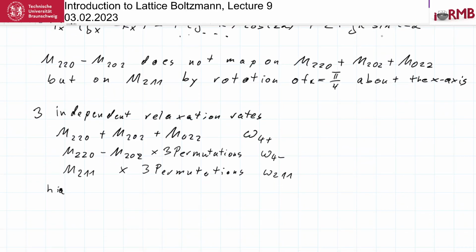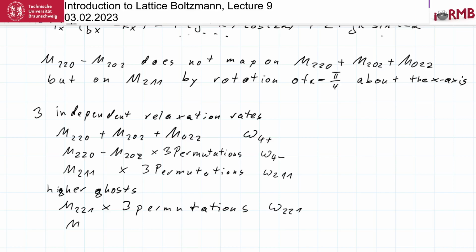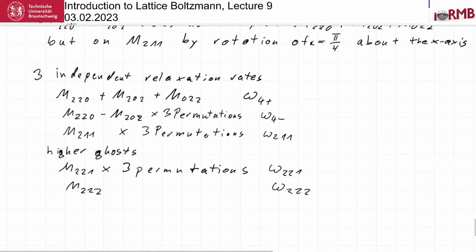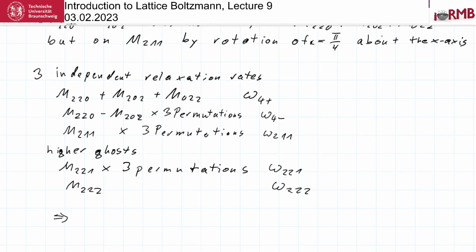So, with regard to the higher ghosts, we have M22 times, so there's not much space left, so we just give all of them the rate omega 221, and then we have the sixth order one that just gets omega 222. So all of this together gives us 10 relaxation rates.